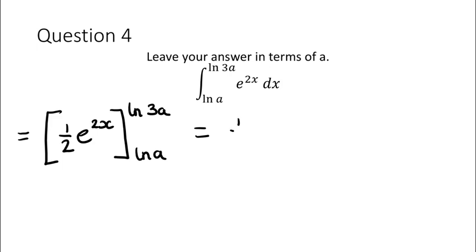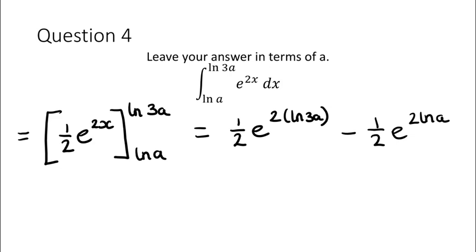So firstly, we put in our upper limit, where I replace the x with natural log of 3a. And then I'm going to substitute in the lower limit of natural log of a. So remember, when we put in the lower limit, we take this away here. Okay, so we subbed in those 2 limits there.